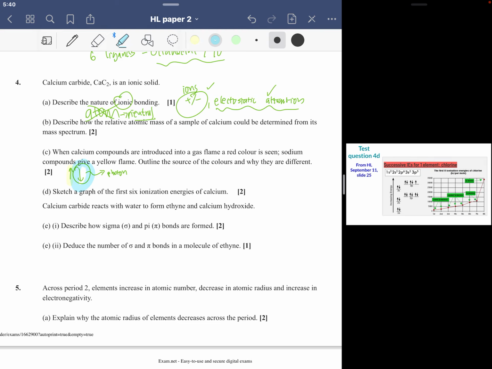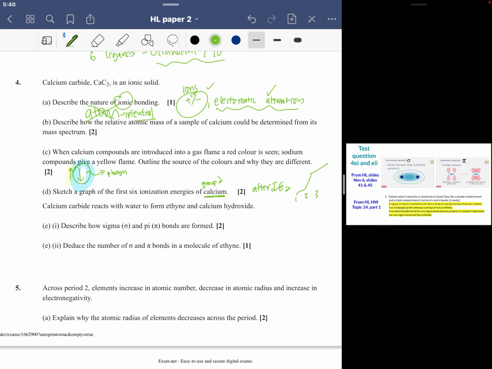All right, 4D. 4D was really well answered. You just had to show a big gap. Calcium is in group 2, so there should have been a big jump or discontinuity after IE2. So you had some sort of increase, then a big increase, then it continued increasing. Something like that. So that was generally well answered. I was really pleased about that.